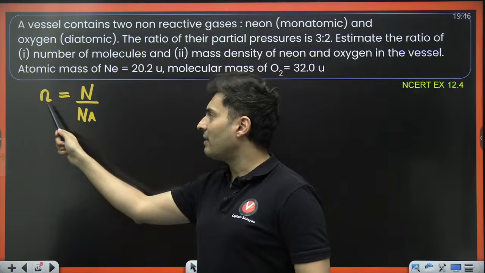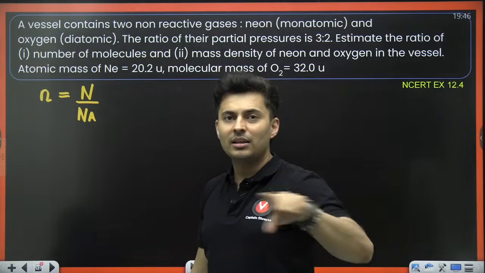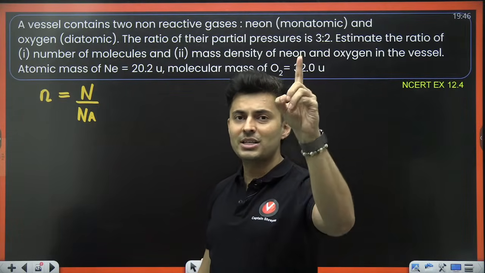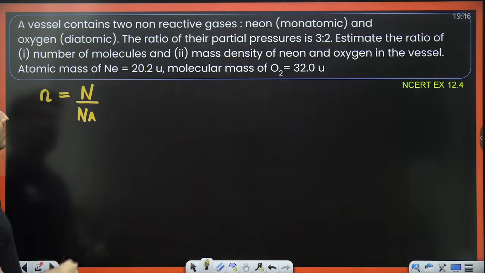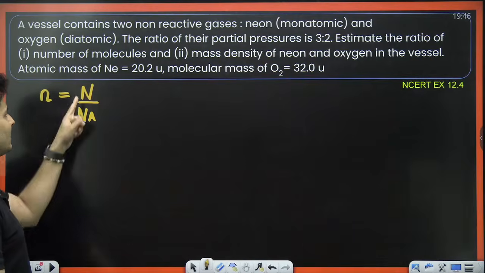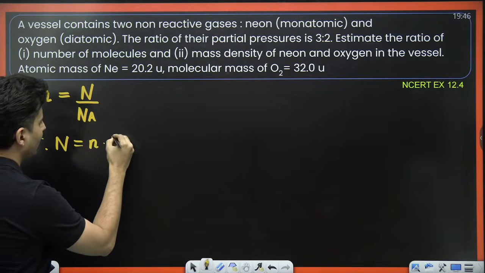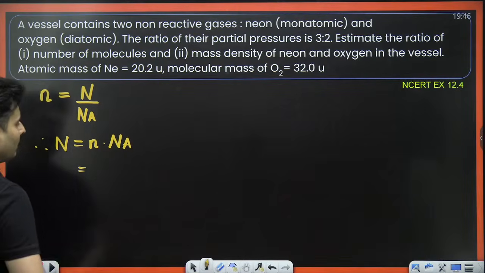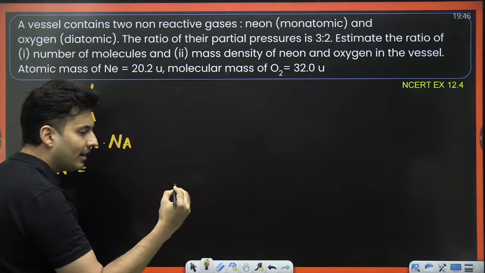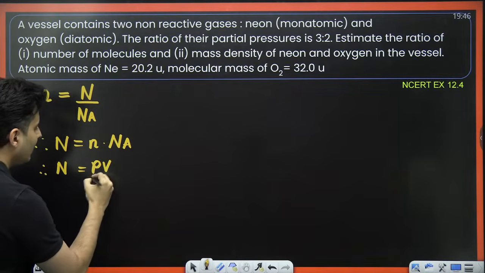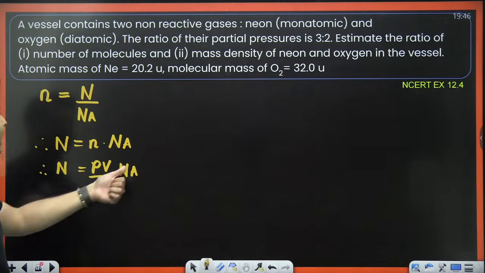If this is 2 times Avogadro number, I have 2 moles. So number of moles is a fixed quantity, and the number 6×10^23 constitutes 1 mole. Exactly. Now that is what the first question says: capital N will be small n into Na. But wait a minute, do I know the value of small n? Yes, PV is nRT. So n will be PV by RT, and this is into Na.